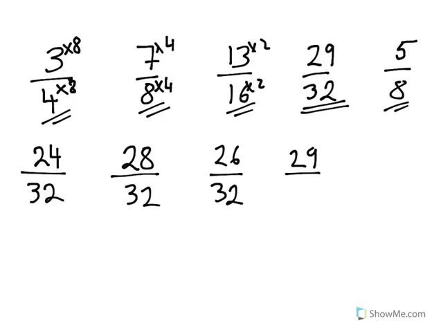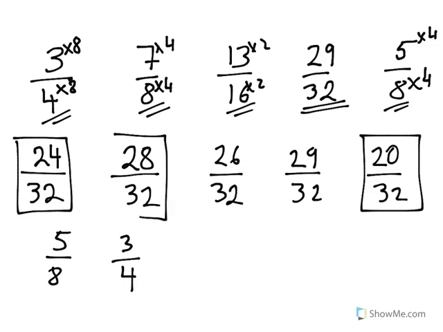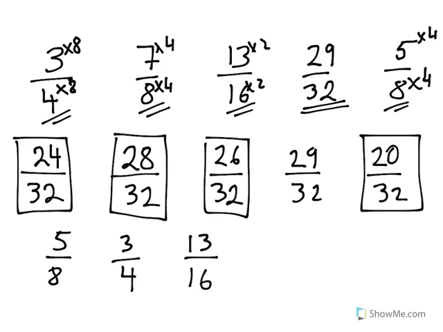29/32 stays the same. And 5/8 becomes 20/32. So now it's really easy to see which is the smallest fraction. It is 20/32. So that must mean that 5/8 is the smallest. Then we have 24/32, which must mean that 3/4 is the next smallest. Then we have 26/32, which must mean that 13/16 is the next smallest. Then 7/8, and finally 29/32.